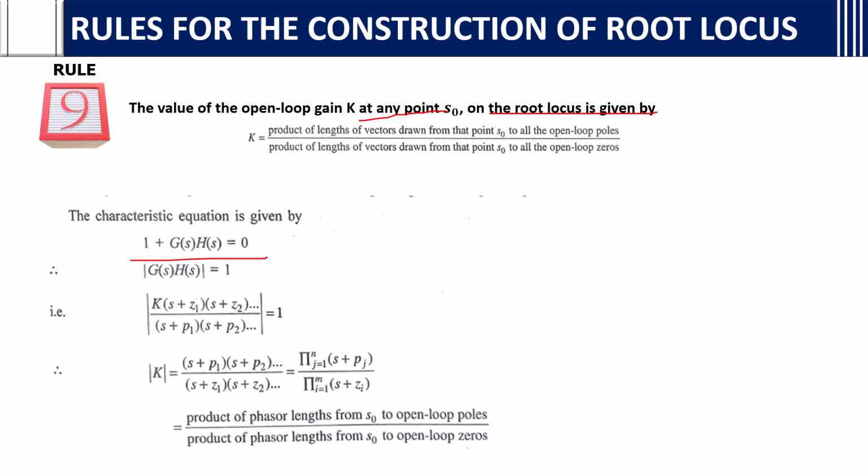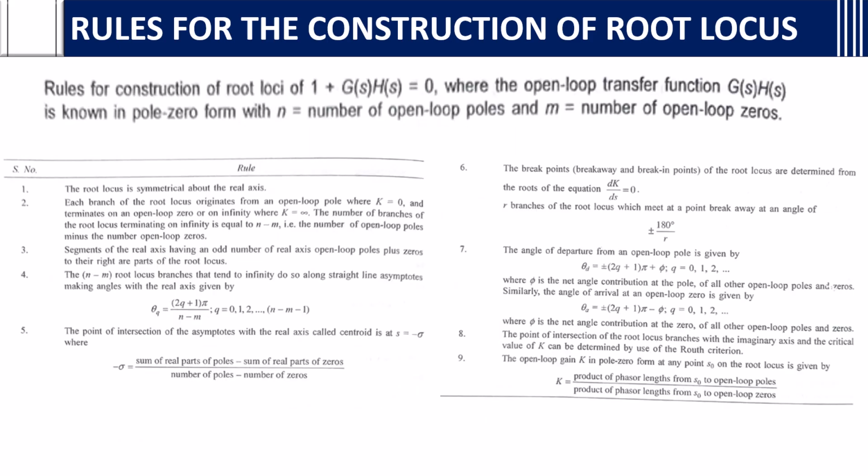Okay, the characteristic equation is what? 1 plus g of s into h of s equals to 0. So mod of g of s into h of s is what? Equals to 1. K into s plus z1 into s plus z2 and so on, by s plus p1 into s plus p2 equals to 1 we can write. So k value will be what? This. These are nothing but product of phasor lengths of S0 to open loop poles, S0 to open loop zeros. This is similar to one of the rules we have studied previously.